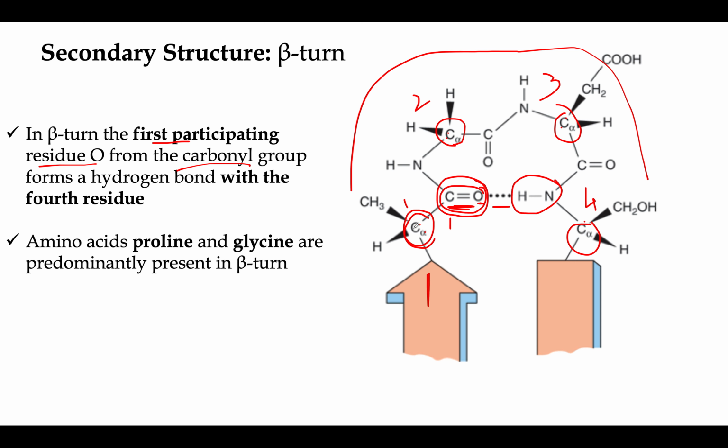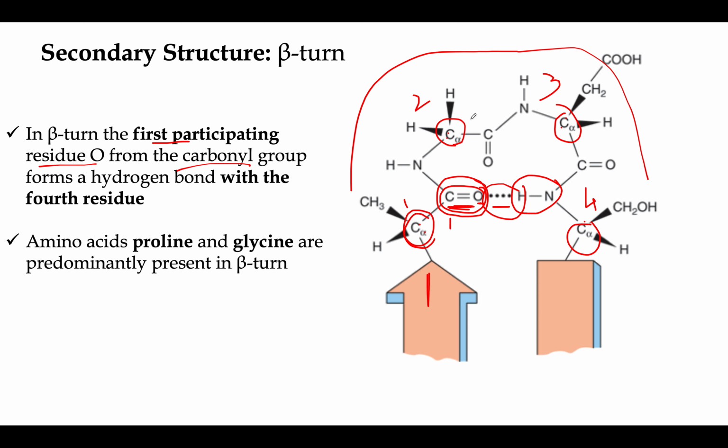So the first amino acid, oxygen from the carbonyl group, hydrogen bonding with the 4th amino acid. And what kind of amino acids will you generally see in this turn? The answer to this are 2 amino acids are mostly seen in the turn. One is proline, the other one is glycine. So proline and glycine are 2 amino acids that are present in the beta turn.